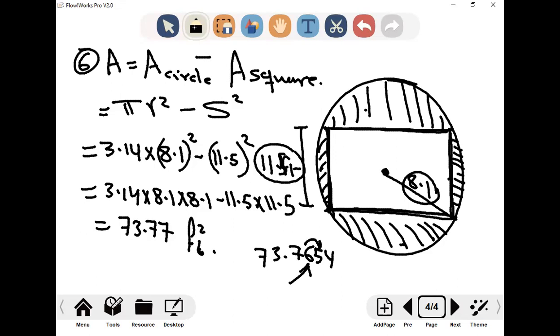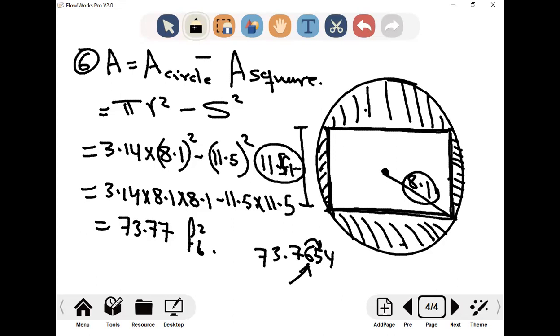Now let's move to the next page, 508. Question 7. A shoebox has the dimensions shown. We have length, width, and height. How many cubic inches is the volume of the shoebox? Right? So they want the volume.